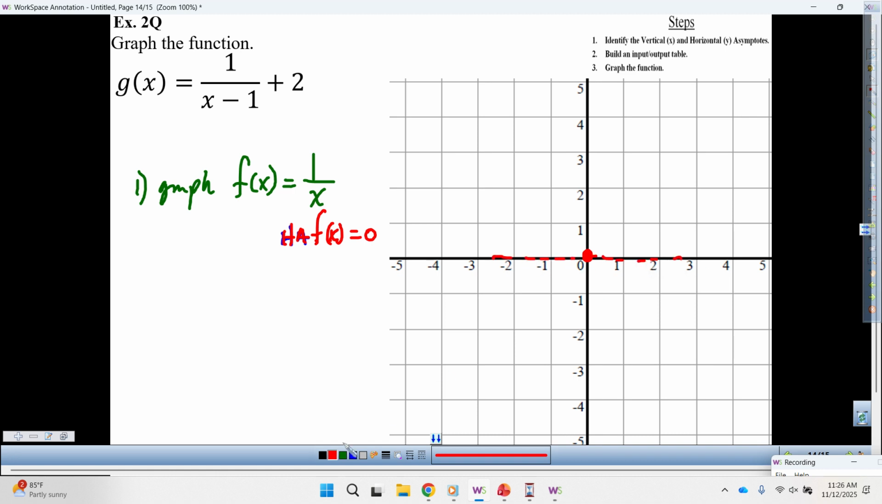There it is. We also need a VA. Is there anything next to the x? No, so it's 0. 0, up and down. Are we done graphing? No, those are just the asymptotes. How do we graph that? Tell your neighbor. Remind your neighbor. We just did one right now. How do we graph that?